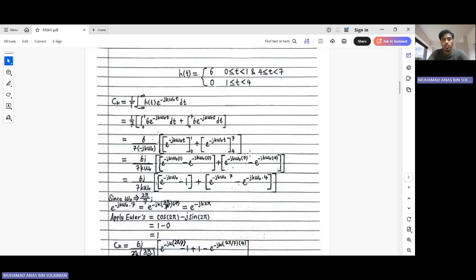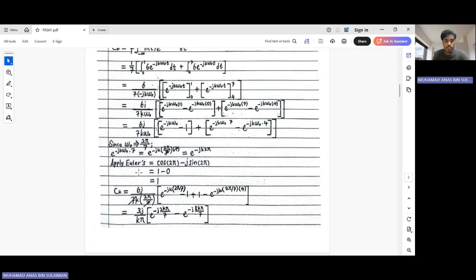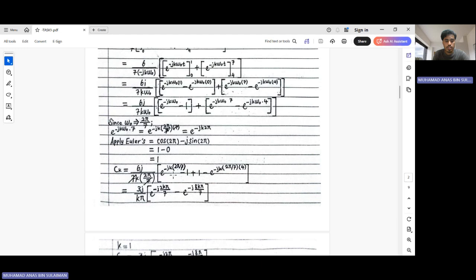Next, we want to evaluate the Fourier coefficient using the standard analysis equation. For the higher harmonics, when k is not equal to 0, we integrate this function, 6 e to the power of negative jk omega naught t. So we can simplify the function using omega naught equal to pi over 7, and also we can apply Euler's identity.